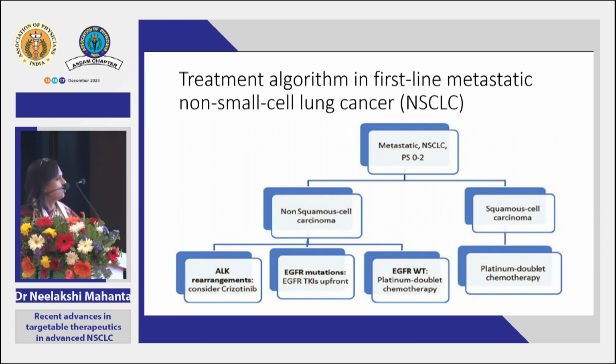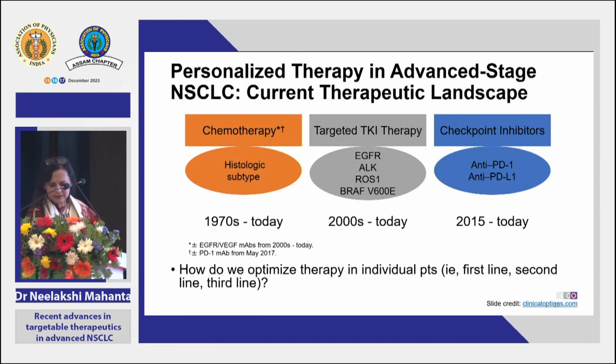Non-squamous cell carcinoma, we look for the mutations and consider the targeted treatments. If they are wild type, then they will go for platinum-based doublet therapy, usually pemetrexed and carboplatin. And in squamous, of course, I'll not go into that.